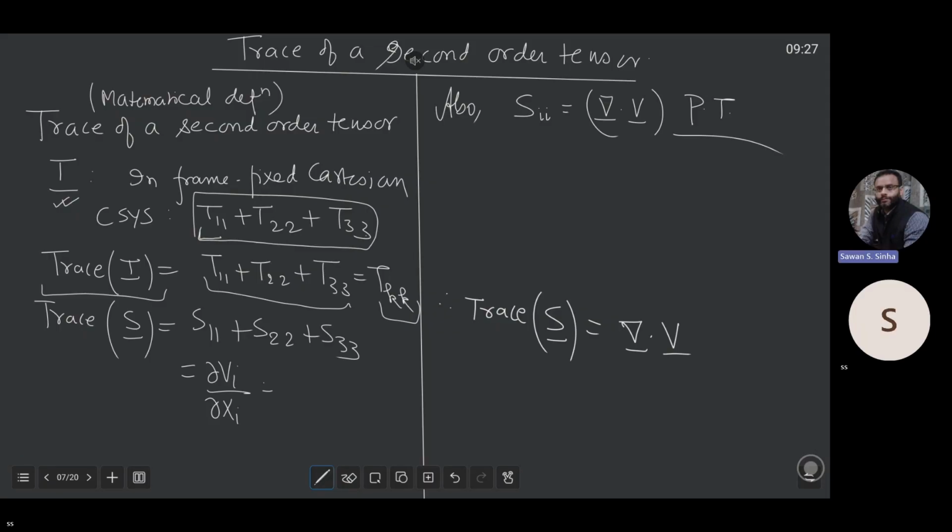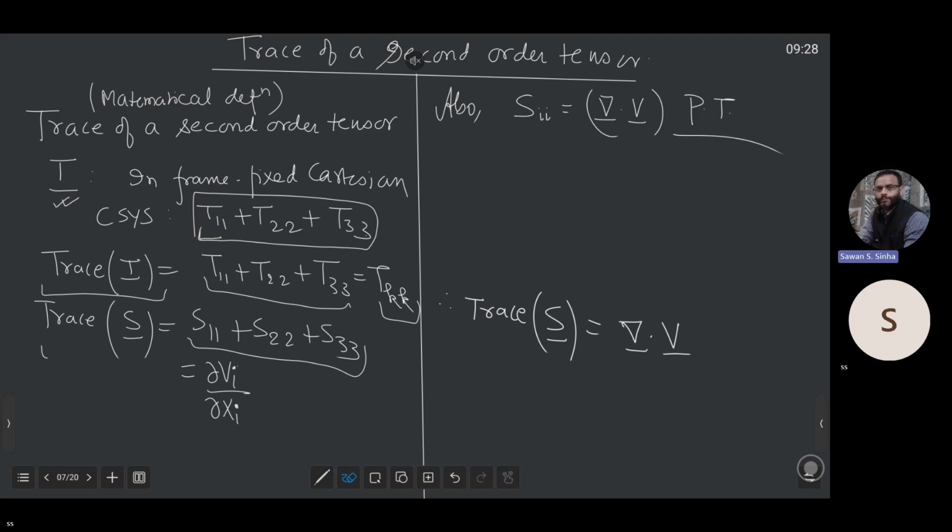Coming back to the strain rate tensor, trace of S will be this. Which turns out to be del Vi del Xi, right? Del V1 del X1, del V2 del X2, del V3 del X3. So sometimes you will see in some textbooks, they will say that the trace of the strain rate tensor tells us the rate of fractional change in volume of the fluid element. Make sense? Trace का यही meaning है.